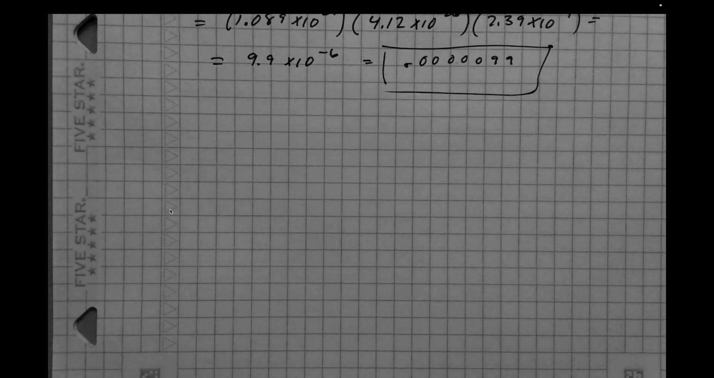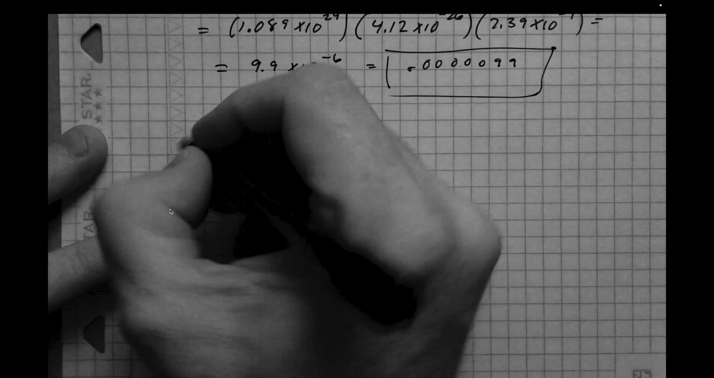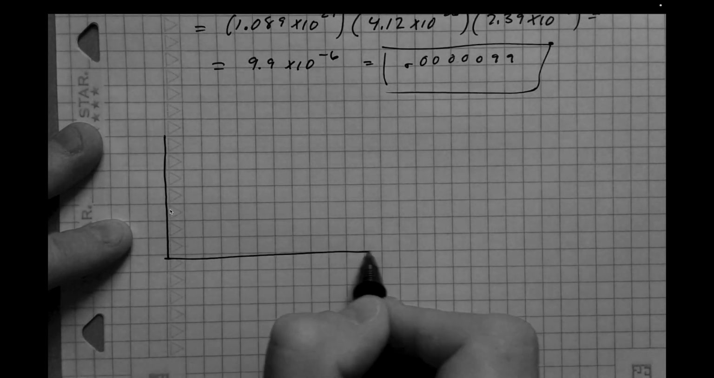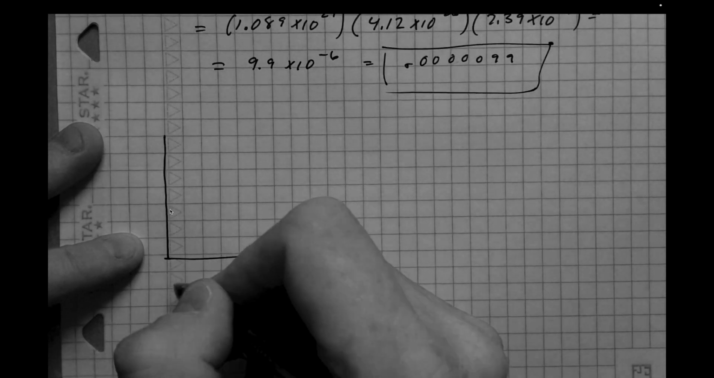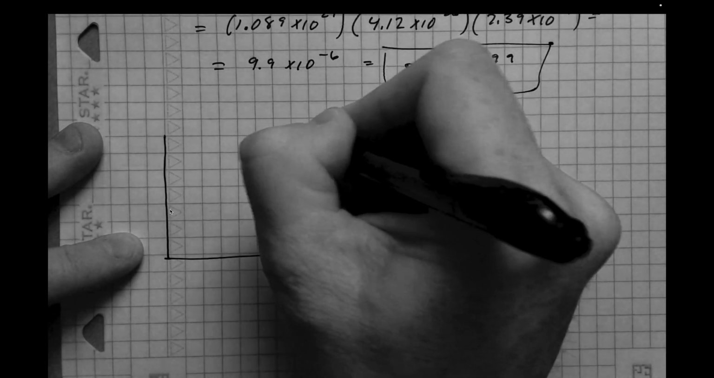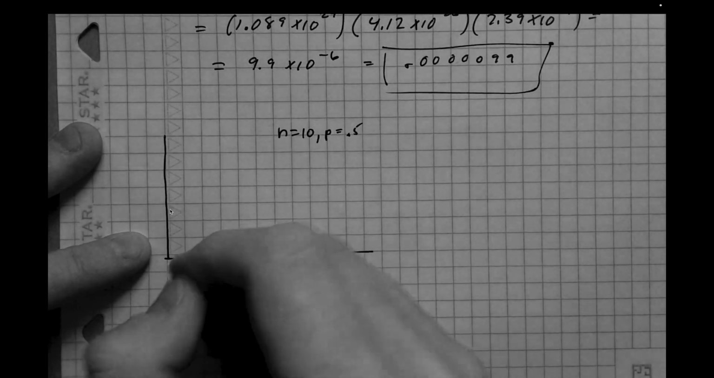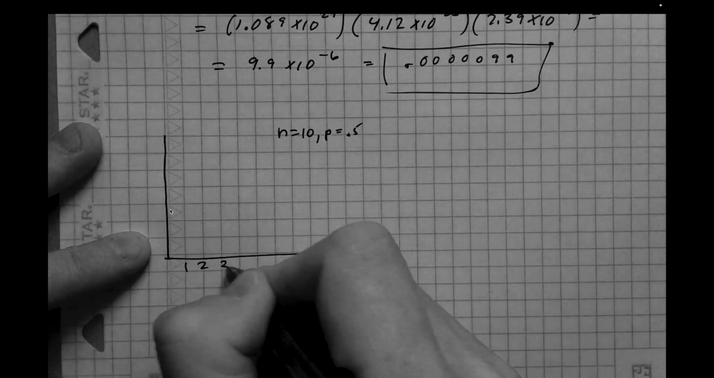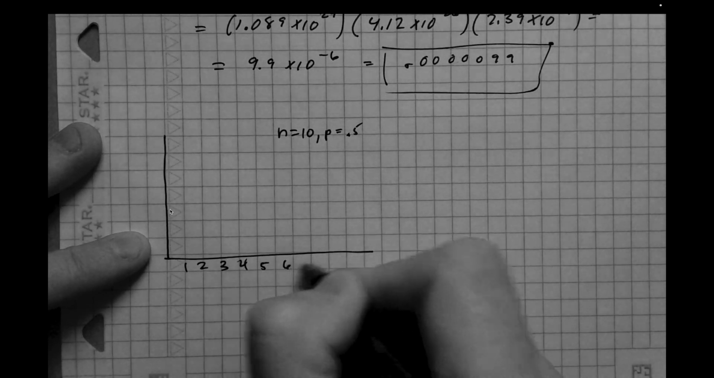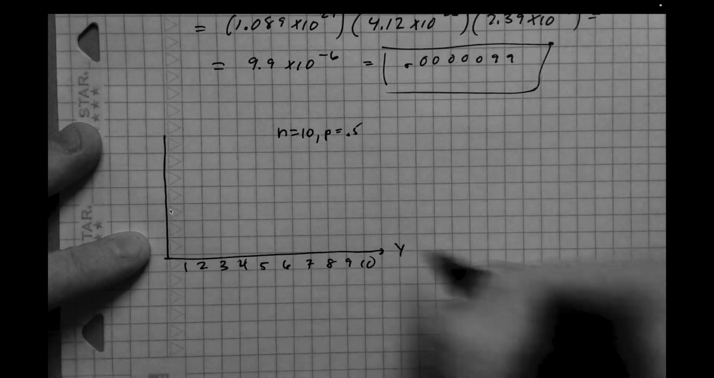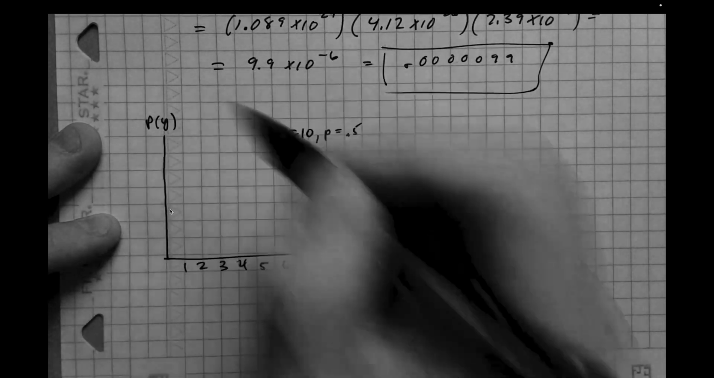Very good. Okay, so what does the histogram of a binomial distribution look like? Well, it'll vary greatly, actually, and it depends on the parameters. So let's draw a picture here. Let's say I've got n equals 10 and p equals 0.5. Then your histogram is going to look something like this. So 1, 2, 3, 4, 5, 6, 7, 8, 9, 10. These are your y values, and this is the probability of y.